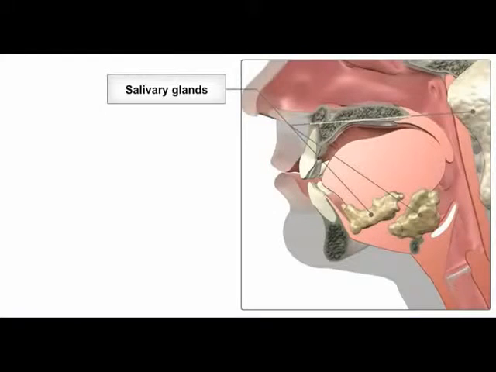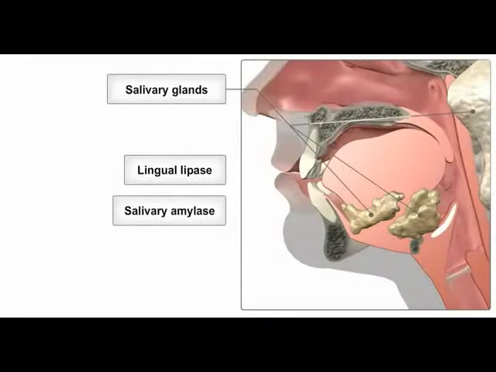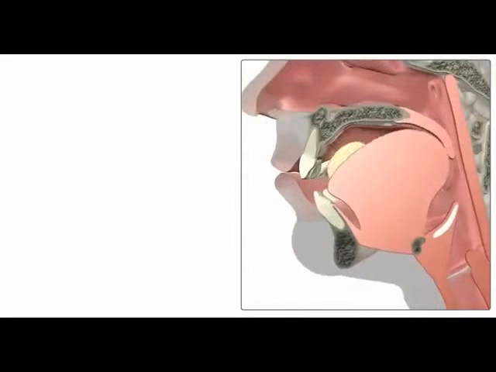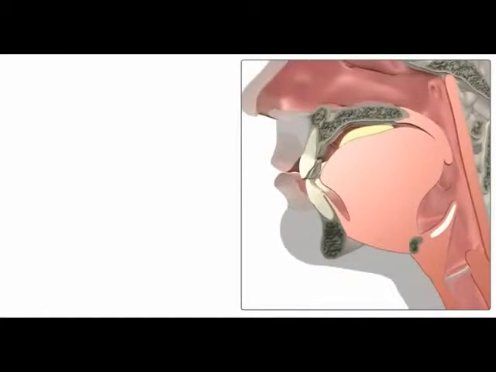The salivary glands secrete the enzymes lingual lipase and salivary amylase. Salivary amylase begins the chemical breakdown of starch, carbohydrates, in the mouth. The water content of saliva helps bind particles together to form a bolus that can be swallowed.